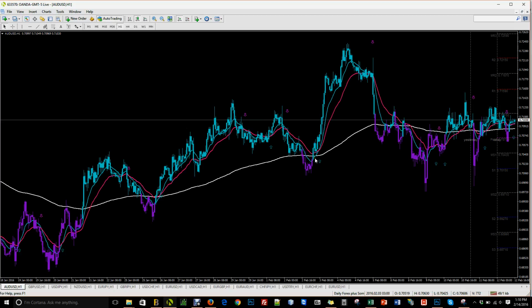uptrend. So let me show you real quick here, just in case you haven't looked at it. This is a long. This would not have signaled. This is a long. This would not have signaled, and that's a long. Again, that would not have signaled, unless you have it set in the Expert Advisor to give you both. Because you do have that option as well. If you want to get a signal every time there's an arrow, you can set it up to do that. I personally just like to stick with the overall trend. It's lower risk.